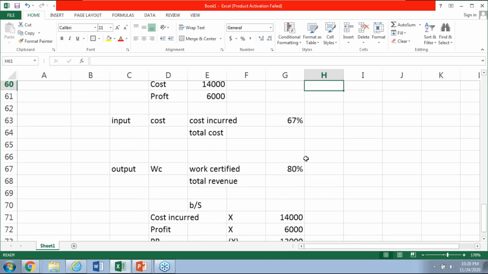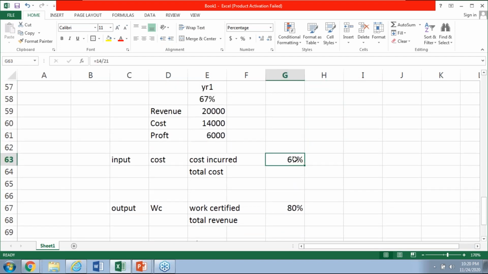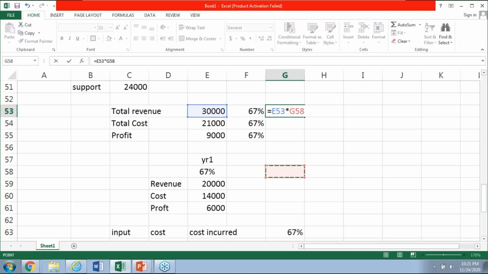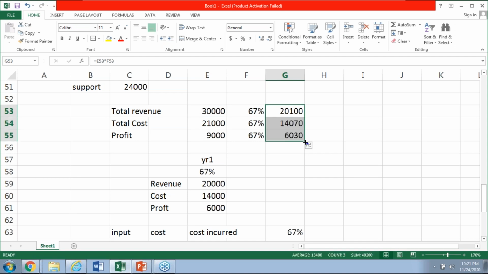Okay, let's solve the question. The question says that we have incurred 14,000 of the cost out of 21. So it means my contract is 67% complete. So if I multiply 67% here, and you got the value of this figure, 20,100. Yes, this is the right figure.